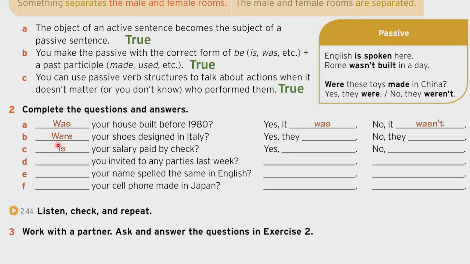Now pay attention. Here we're using is because we're talking about right now. Is your salary paid by check, in present? Over here, your shoes designed in Italy. The design of those shoes was done in past. That's why we're using were. Also here, your house was built in past. That's why we're using was. Or for example here, where you say last week, you're going to use were because we have you and we're talking in past. Okay, so complete this, guys, and when you finish, I'll play the audio so that you can check your answers.